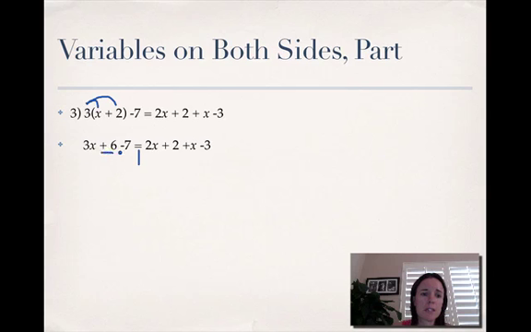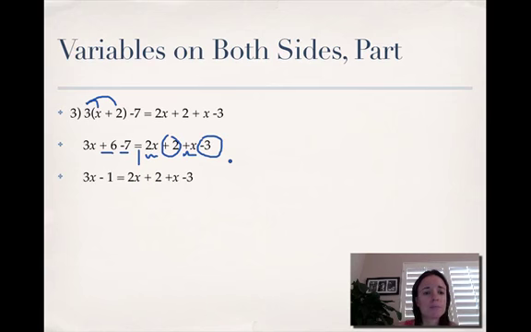I've got a positive 6, negative 7. And then over here on the right, I've got my positive 2x, I've got my positive x, and then I've got my positive 2 and my negative 3. So let's go ahead and combine like terms so we can simplify. On the left, I've got 3x minus 1. On the right, I still need to combine those. Again, positive 2x, positive x, positive 2, and negative 3. So when I combine those, I get 3x minus 1 equals 3x minus 1.